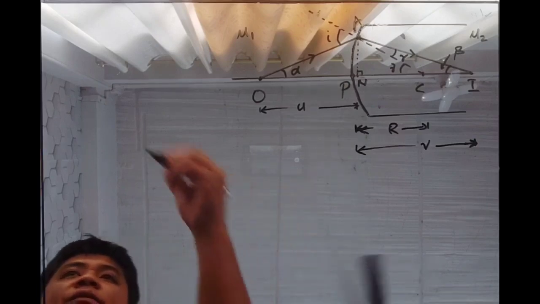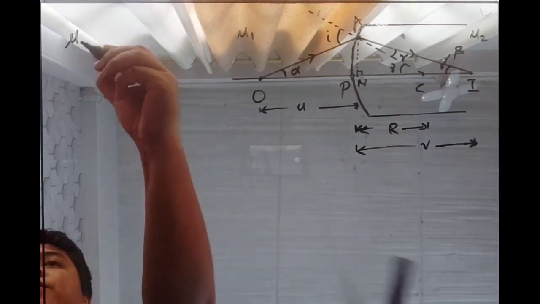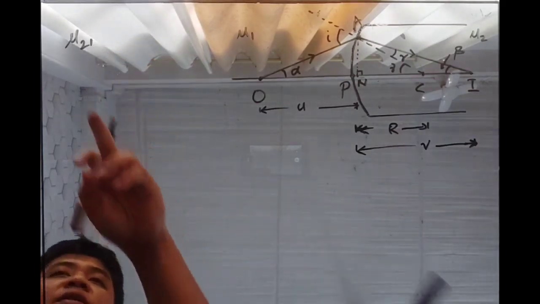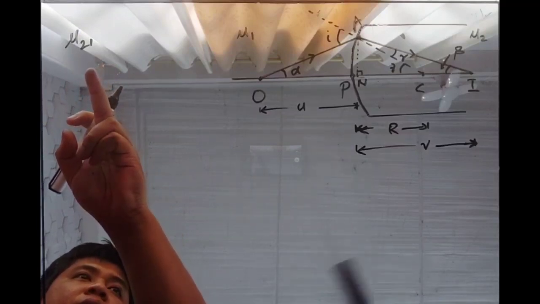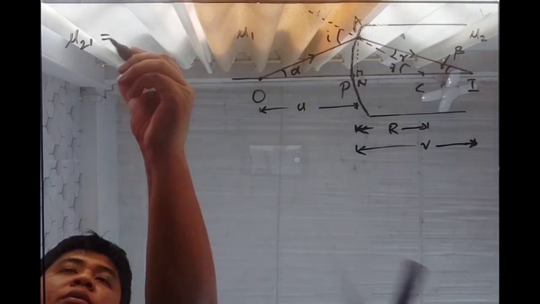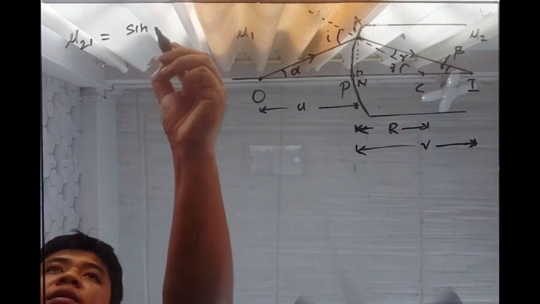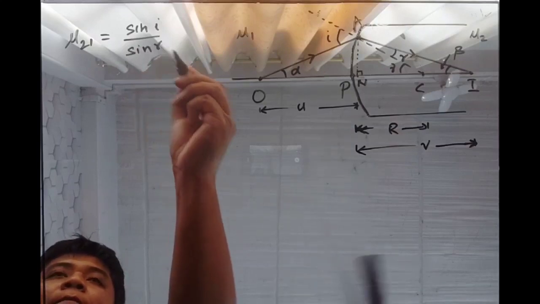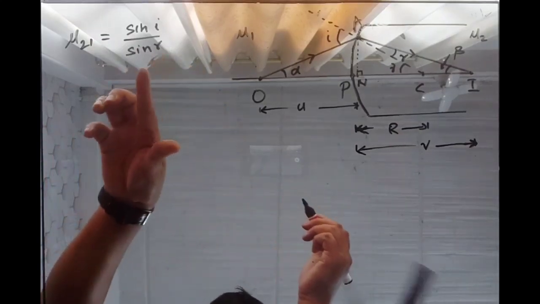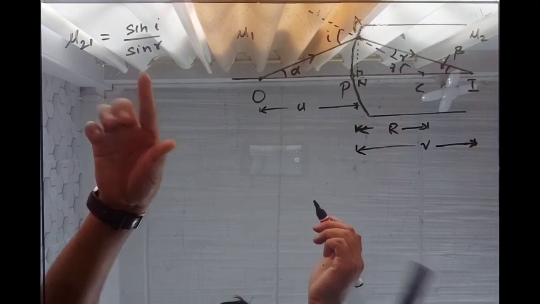According to Snell's law, we have μ2 1, the refractive index of the second medium with respect to the first medium, is sin I by sin R, the sine of the angle of incidence by the sine of the angle of refraction.